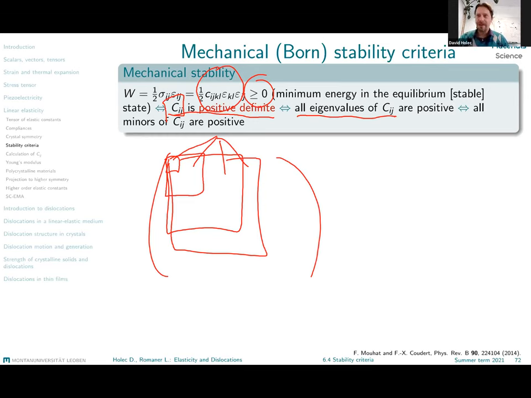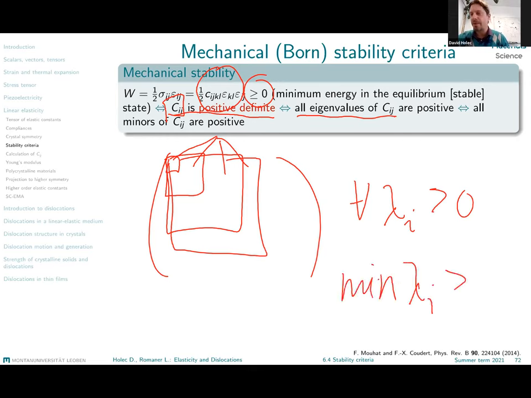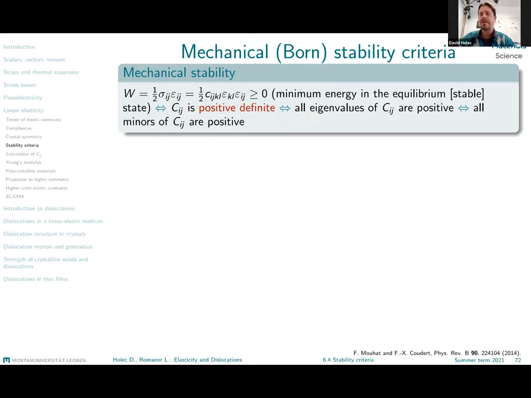If this is fulfilled, it's the equivalent condition to the fact that all 6 eigenvalues of this matrix are positive, and also the minimum eigenvalue, therefore, is positive. If this is all fulfilled, it's equivalent with the fact that Cij is positive definite, and this is equivalent with the condition that the strain energy density is positive definite. Quadratic form, and we have a mechanically stable material.